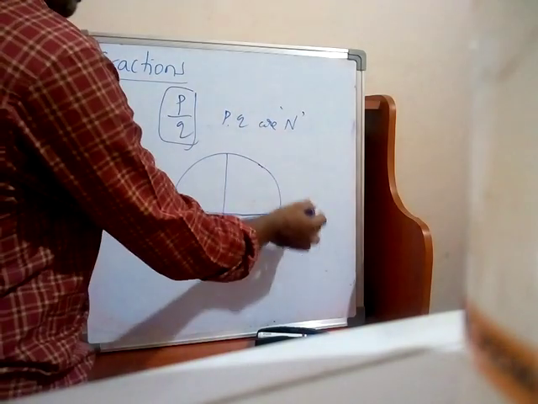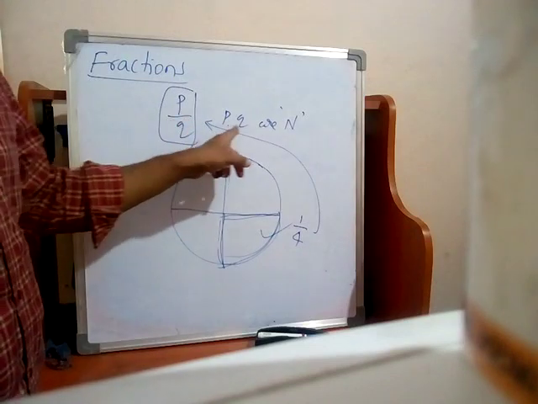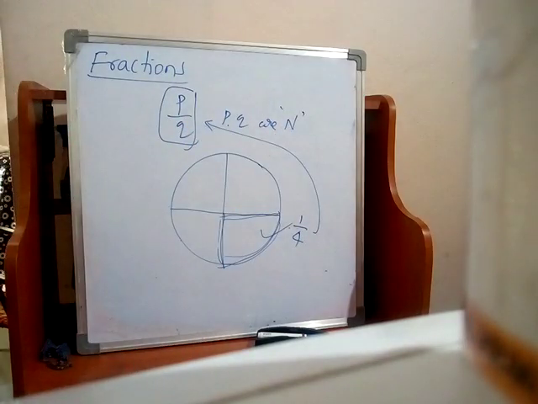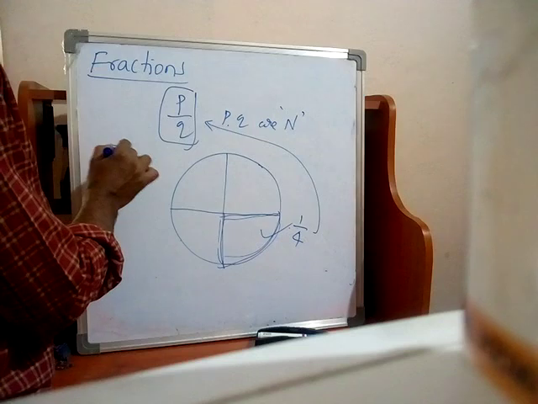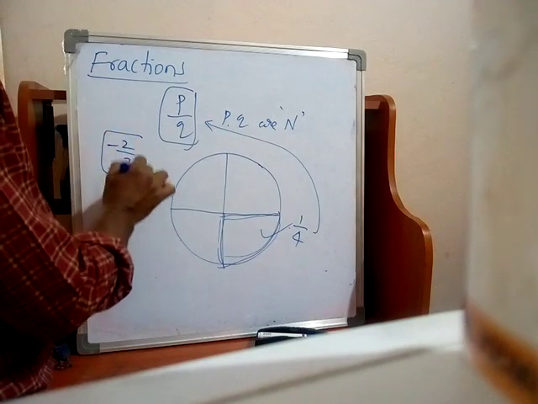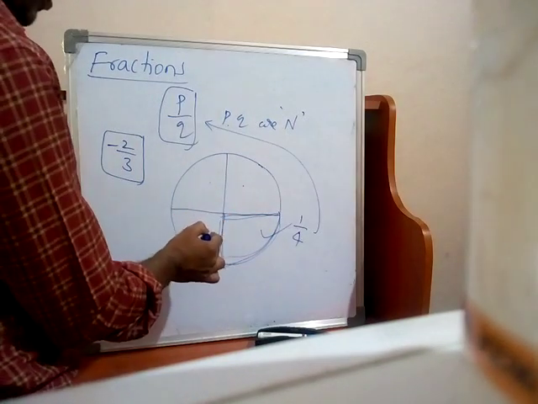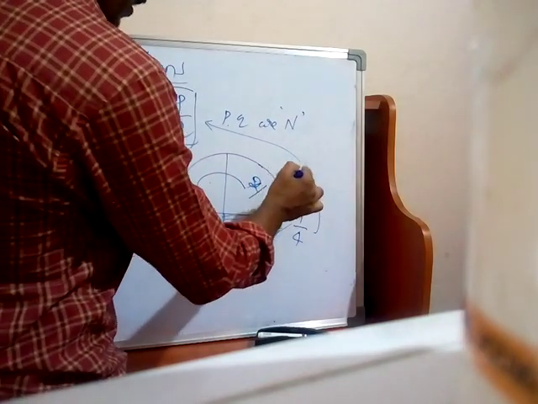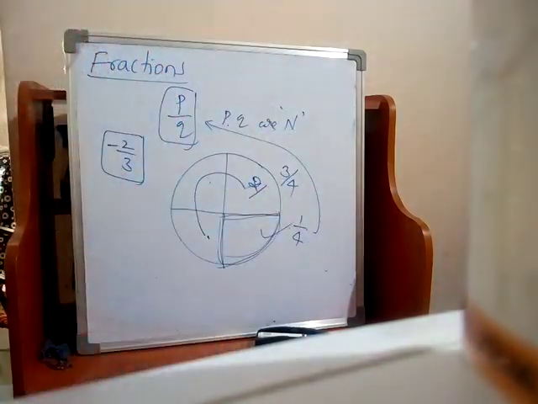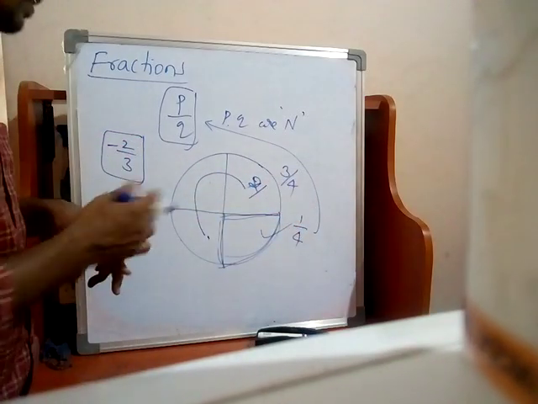This is in the form of p by q, where p, q are natural numbers. Natural numbers means except 0 and negatives. So in fractions we do not get negatives; minus 2 by 3 is not a fraction. So a fraction is always positive. Here, how many parts remain? 3 parts. The remaining 3 parts represent 3 by 4. So fractions do not have negatives.